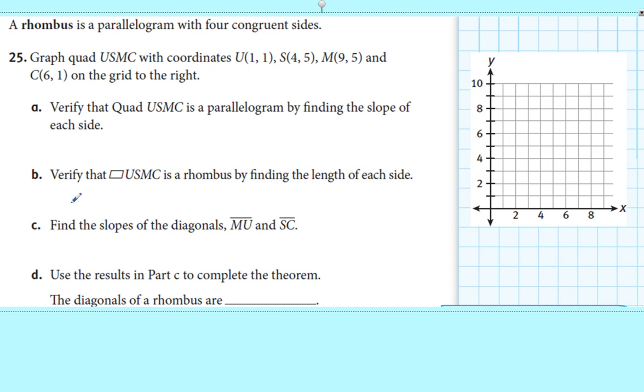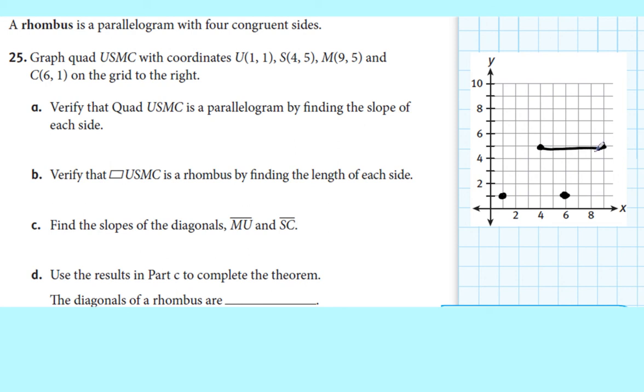Rhombus is a parallelogram with four congruent sides, so graph it, USMC, Semper Fi rhombus over here: 1, 1, 4, 5, 9, 5, and 6, 1. Yeah, we can even connect these. Perfect. Right? Yeah. Alright, verify it by finding the slope of each side. Okay. Well, the slope of, oh, we're supposed to label these as C. Wait, backwards.